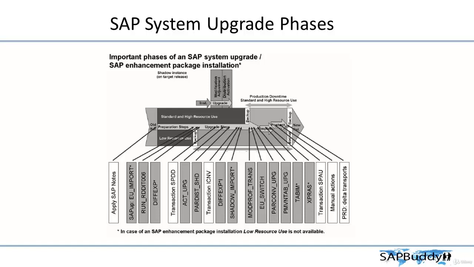If you can see here, as a first step you will be applying the nodes. Then you will start the enhancement package upgrade. Let's say EU_import. This imports the new repository into the shadow repository. In the sense, it will import the new repository into the shadow repository. That shadow repository means that SAP will create a shadow repository while we are upgrading.